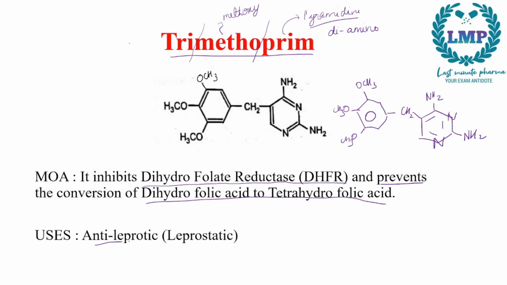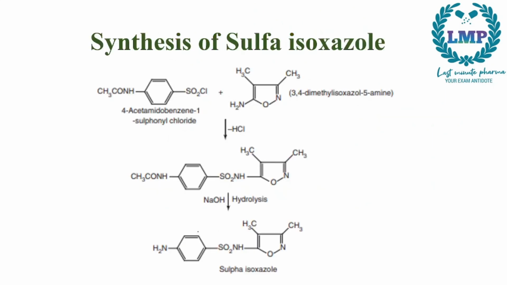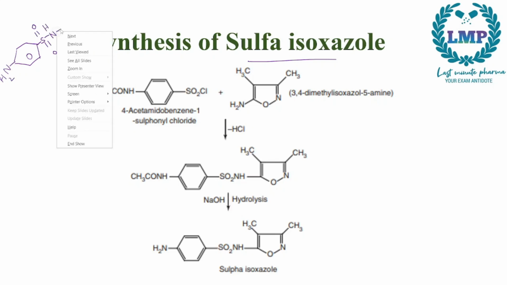In uses, it is used as an anti-leprotic, that is leprostatic. Next we have the synthesis of sulfur isoxazole. So in this corner we will draw the structure of sulfur isoxazole. So we have the basic structure, benzene and an NH2. This way we have S double bond O, then NH. Attached to this we have an isoxazole ring.